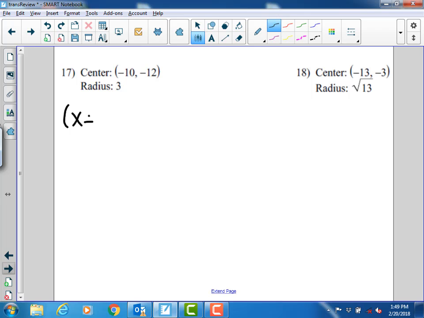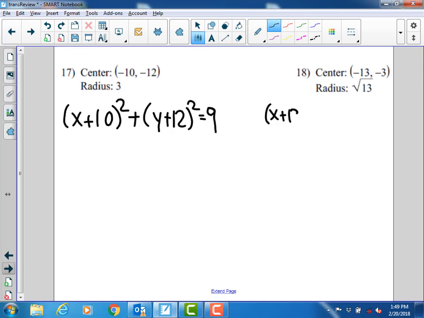All right, so let's write an equation of a circle. Remember, inside lies, so it'd be x plus 10 squared plus y plus 12 squared equals 9. Then for 18, we'd have x plus 13 squared plus y plus 3 squared, and then the square root of 13 squared is just 13, so it would all equal 13.